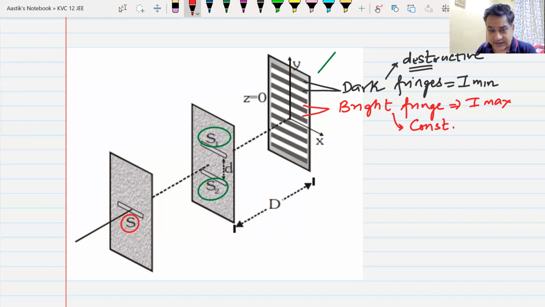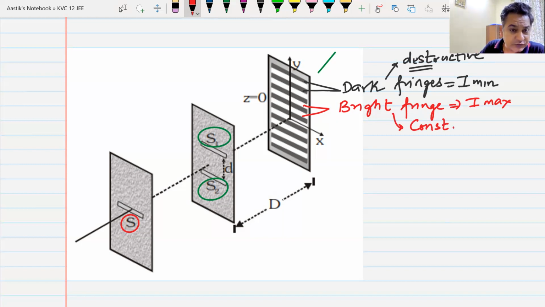You don't have to draw this diagram. This is just for you to understand what is happening. One parent source, one mother source, two daughter sources, wavefronts interfering on the screen, bright fringes, dark fringes, constructive, maximum intensity, destructive, minimum intensity. I hope everyone understands what's happening here. Yes or no? Yes, sir. Okay.